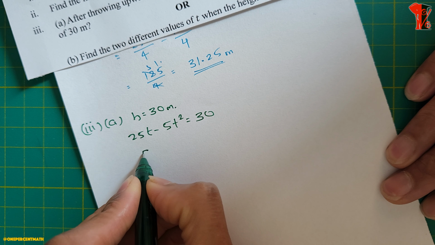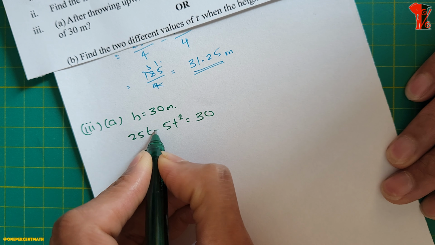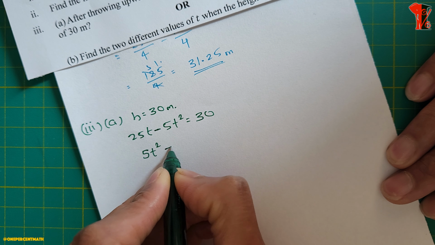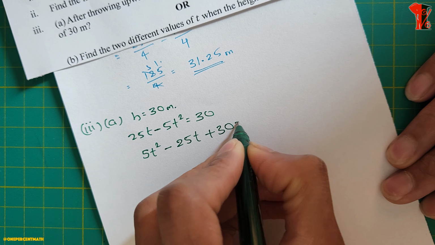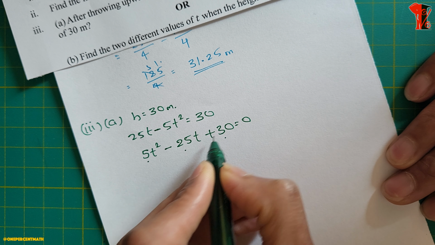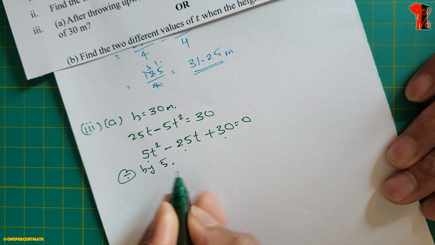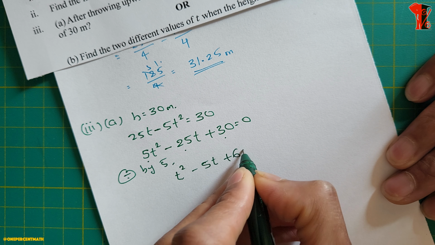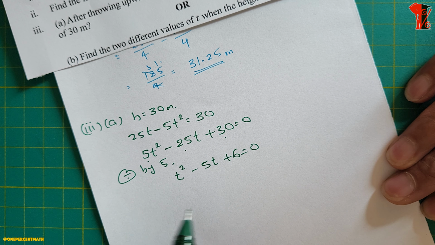So if I rearrange it, it becomes 5t². I'm taking it to the other side, and 25t also I'll take to the other side because here t² is negative. So we are transposing it to the right hand side, which gives you 5t² - 25t + 30 = 0. So here you can see 5, 25 and 30 are all in the 5 table. So we will divide everything by 5 to simplify the equation. So we get t² - 5t + 6 = 0. So 5 ones are 5, 5 fives are 25, 5 sixes are 30.